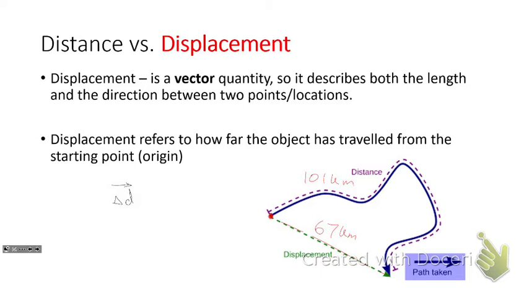Displacement is a vector quantity, so it will have the vector hat on top. If you see this arrow, do not be afraid of the arrow. It just means it's a vector quantity. So we're not dealing with distance, we're dealing with displacement. Are we all good with distance versus displacement?